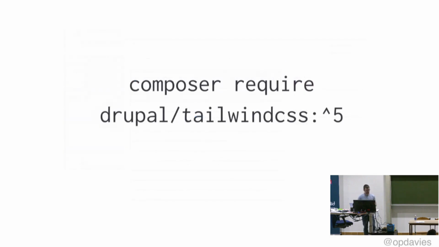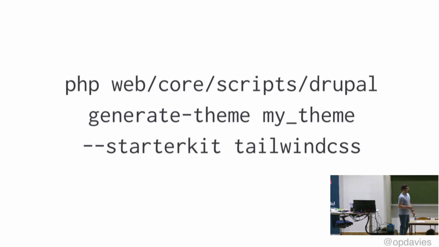Something I've recently found out about, and I was just trying this lunchtime, is that we can use starter kit now in core, and they've actually got a thing for this. So I think, or at least when I was testing it earlier on, that we have to use composer require, first of all, to have it in our project. And then the version 5 version is the Drupal 10 compatible one. So I can composer require it onto my project. And then I can do this. I can say PHP web core script Drupal, generate theme, give it a theme name, and then tell it which starter kit to use.